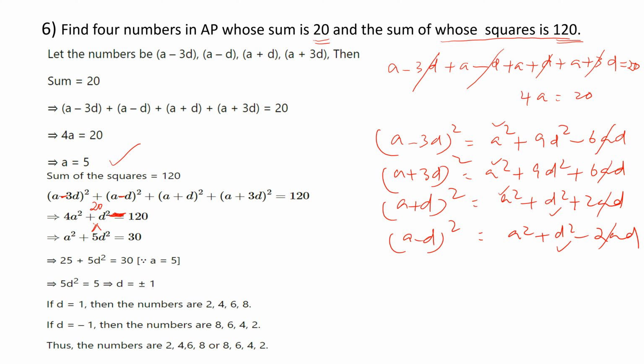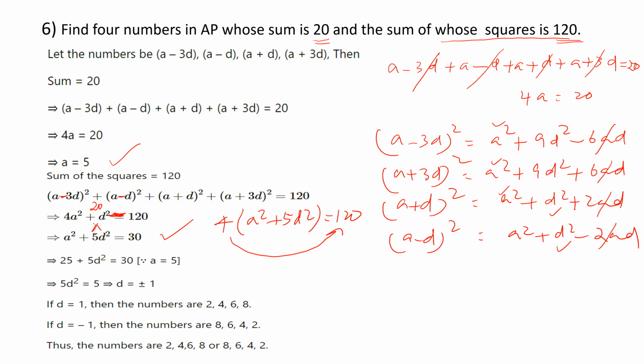20d square. And then when you take 4 outside the bracket, you can write it as a square plus 5d square equal to 120, and take 4 to the other side, so you will get 120 divided by 4. You will get a square plus 5d square equal to 30.